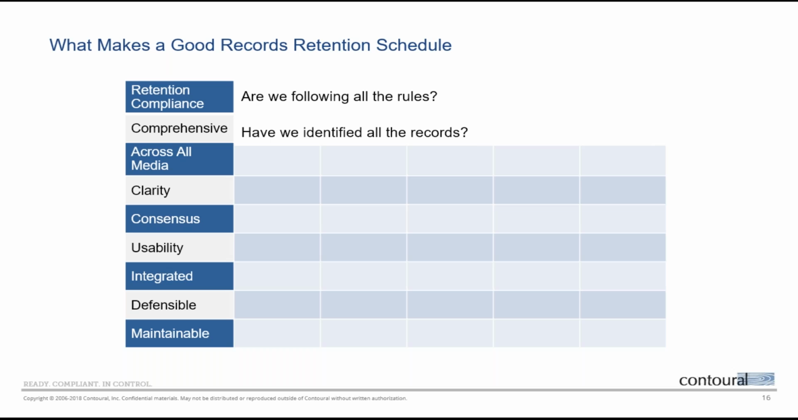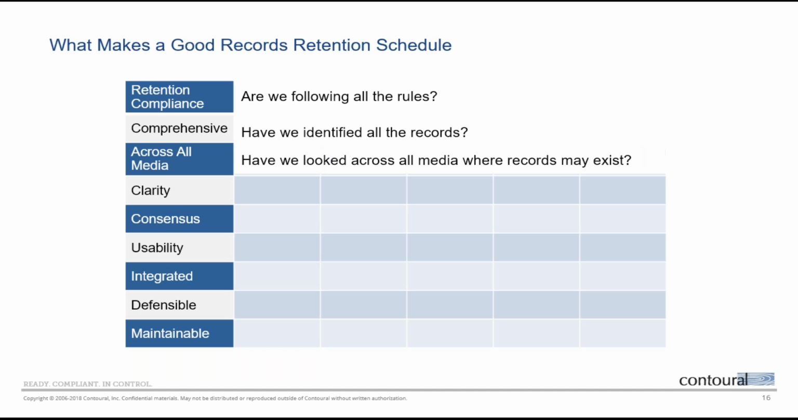Is it comprehensive? Have you identified all the records? Again, you want to make sure that you're not just thinking about the records that are common, the ones that people automatically think of, but the uncommon records, the records that may only be used by a couple of groups. You want to make sure that it covers every record one way or the other.